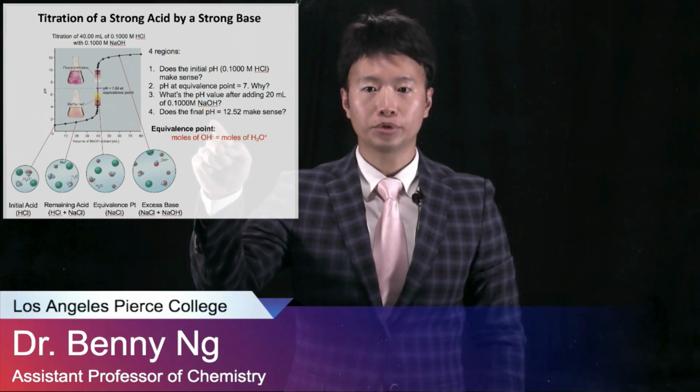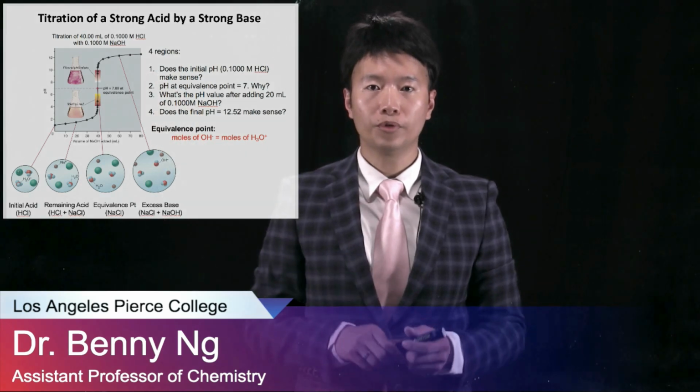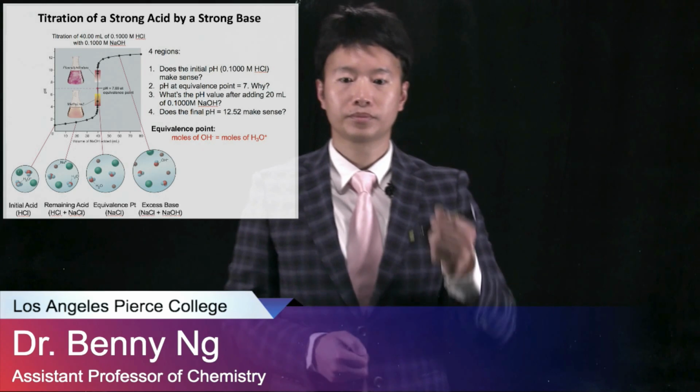Okay, so now let's try to answer the last question. Does the pH of 12.52 make sense in our titration curve? When we add 80 ml of the 0.1 molar NaOH, the pH value is at 12.52. To solve this problem, first we need to determine the amounts of base we add in our solution.